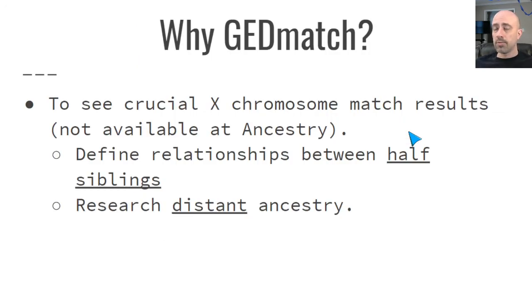GEDmatch also provides X chromosome information. That's another thing that's not available at Ancestry, not available at MyHeritage. If you want to look into half-sibling relationships, understand those better, or if you want to research distant ancestry, X chromosome information can be helpful in both of those endeavors. There's a lot to learn about xDNA if you've never learned about the details of DNA matching algorithms and DNA matching tools. So it's not the first thing to look at when you first get into genetic genealogy, but it is helpful.